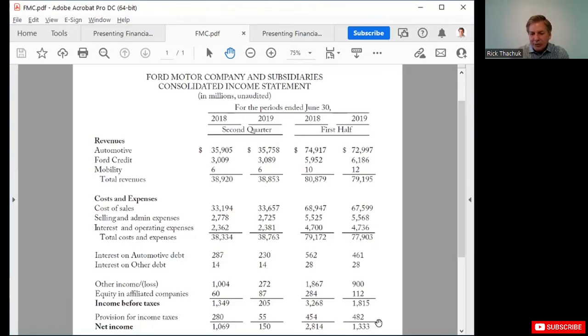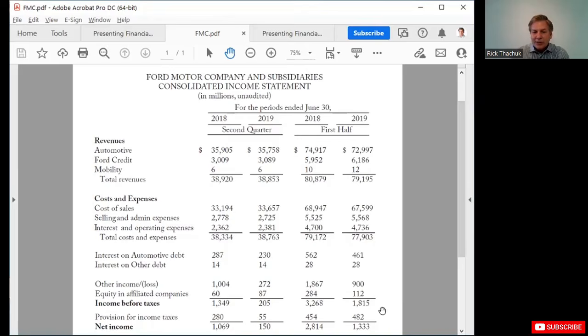By the way, if I wanted to express this as a fraction, what would I say? Well, this 333 million is exactly a third of a billion. So this number I could have stated as 1 1/3 billion. So I could have said net income at Ford Motor Company and subsidiaries was 1 1/3 billion US dollars in the first half of 2019.